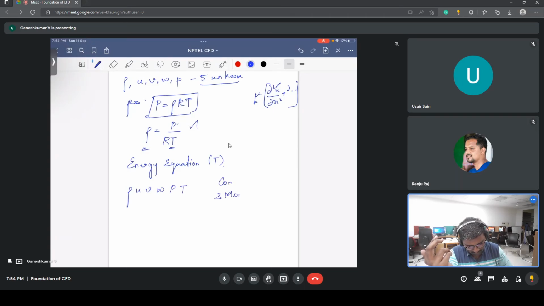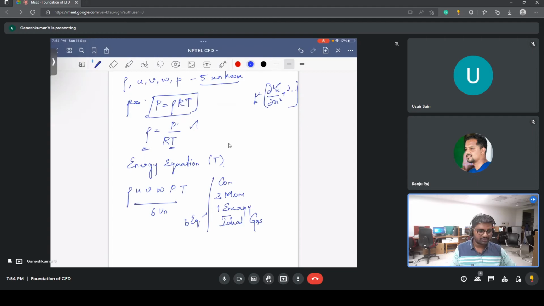1 energy, right, and 1 ideal gas or any equation of state. Now we have 4, 5, 6. So we have 6 unknowns and 6 equations, right? So now the system is closed, but the complexity has increased, right? Because you added another partial differential equation which you need to solve now, and all these three are linked. That's why compressible flow is a little bit more complex to solve than incompressible flow.